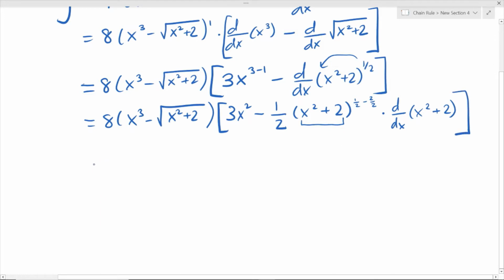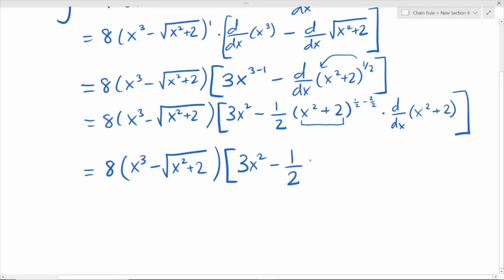Okay, so next step, this is going to be equal to 8 times x cubed minus square root x squared plus 2 times 3x squared minus 1 over 2 times x squared plus 2 to the exponent of negative 1/2, because 1/2 minus 2 over 2 is -1/2. And here, the derivative of this, okay, well, we need to find a derivative of x squared, then a derivative of 2.